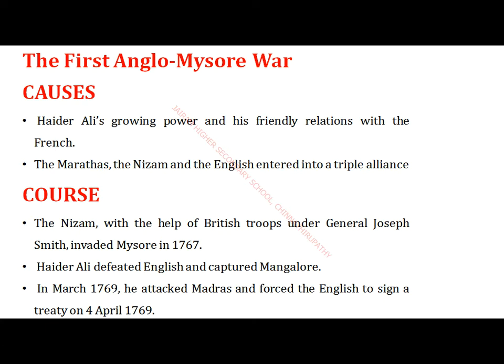Before moving to this slide, I want to give one more important point about the third Carnatic War, that is the Battle of Wandiwash. The Battle of Wandiwash took place in the third Carnatic War. The decisive battle of the third Carnatic War was fought on January 22, 1760. Take notes of this, children. The English army under General Eyre Coote totally routed the French army under Lally. Within a year, the French had lost all their positions in India.